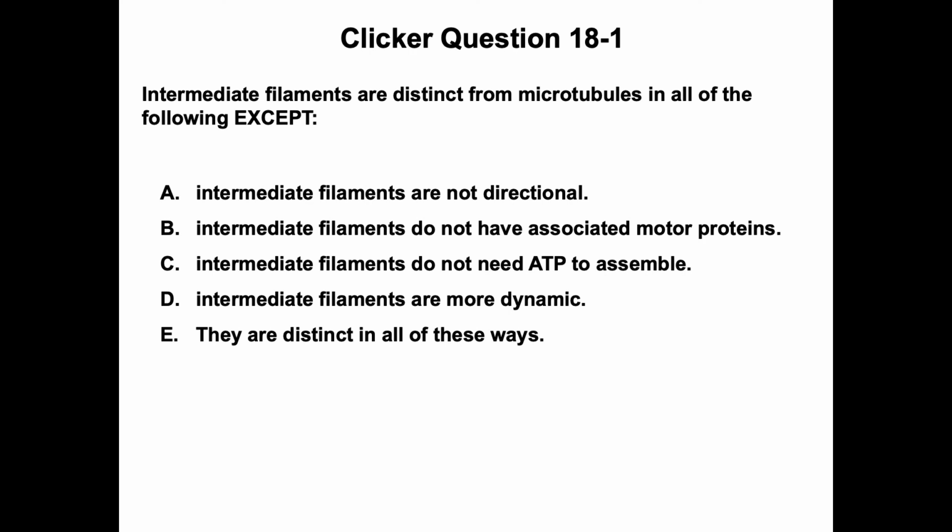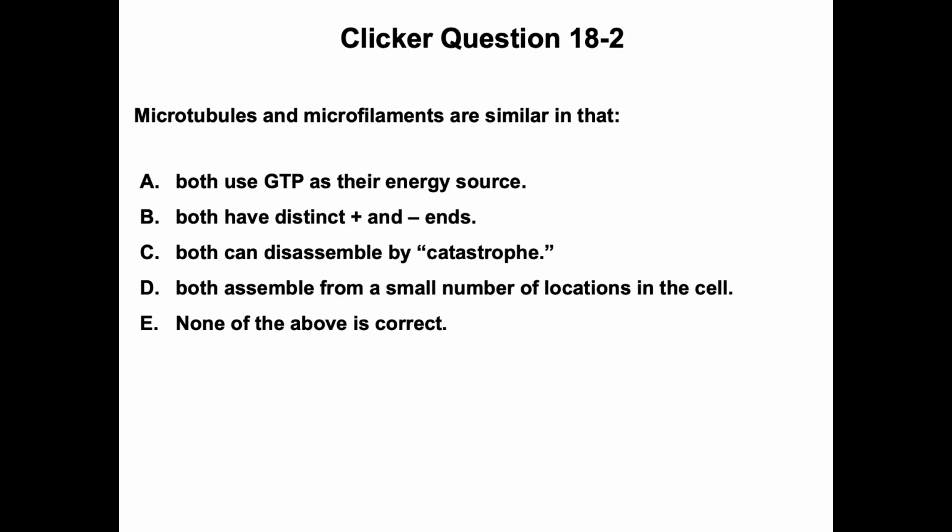So intermediate filaments are more dynamic? They are not, because once they are formed, they are there in place all the time. So they do not depolymerize and polymerize. Intermediate filaments are not directional. Intermediate filaments do not have associated motor proteins, correct. Intermediate filaments do not need ATP to assemble. And of course there is a difference. So the statement that intermediate filaments are more dynamic is wrong. Just make sure that this type of question could be asked. So let's go to the next one.